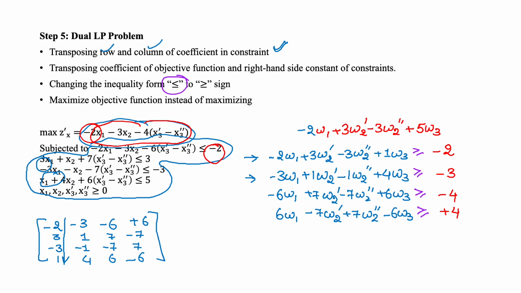And then comes the next step: changing the less than or equals to inequality into greater than or equals to. And the maximization function will convert to minimization, not maximization. Minimize the objective function instead of maximizing, so it will be minimize, and the objective function will be Zw. So that's my dual LP problem.